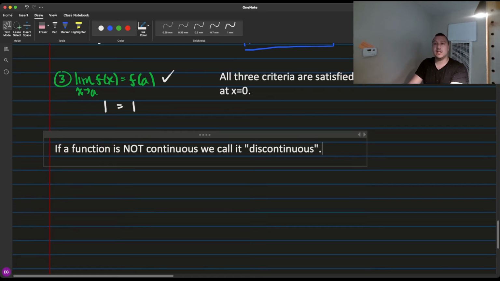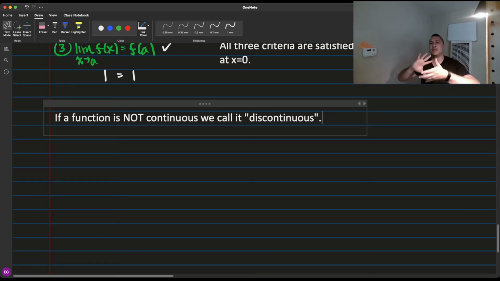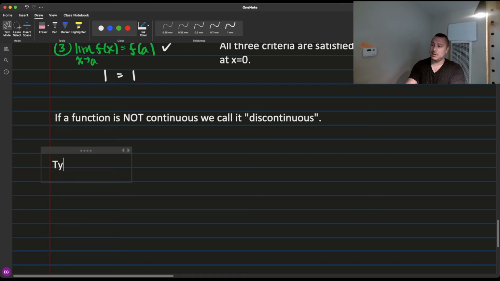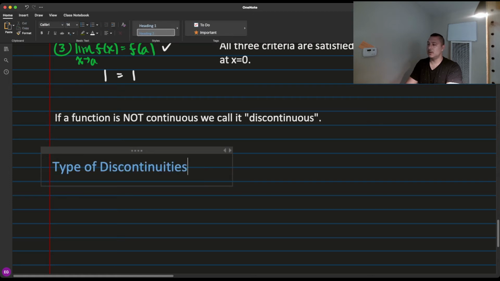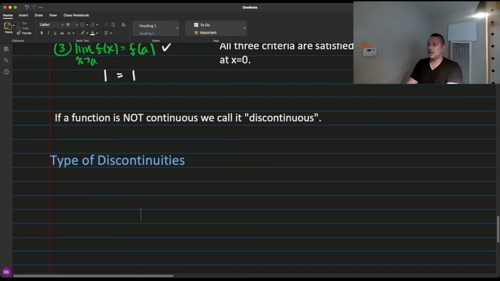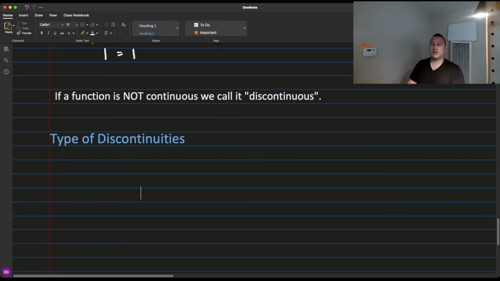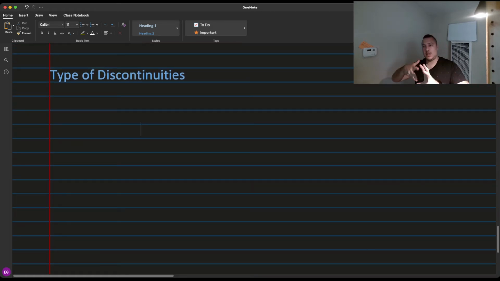So we basically classify into groups the different types of discontinuities. In other words, the different things that occur to make it not continuous. So we're going to talk about that now. The types of discontinuities. Because you're going to see that certain things happen with the function that make criteria 1, criteria 2, or criteria 3 fail. Okay, and you can actually draw pictures.